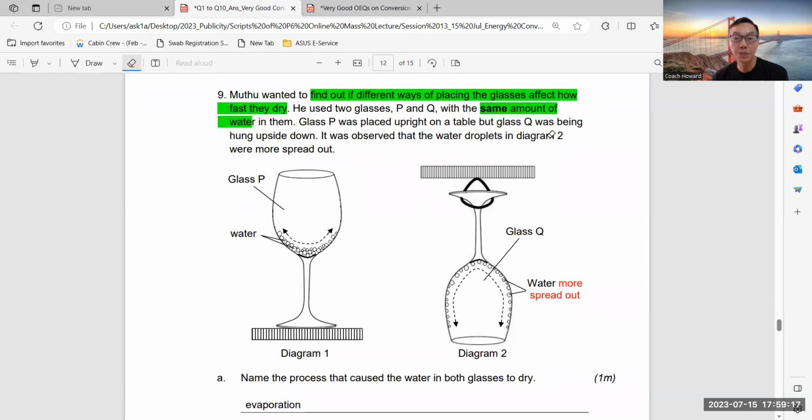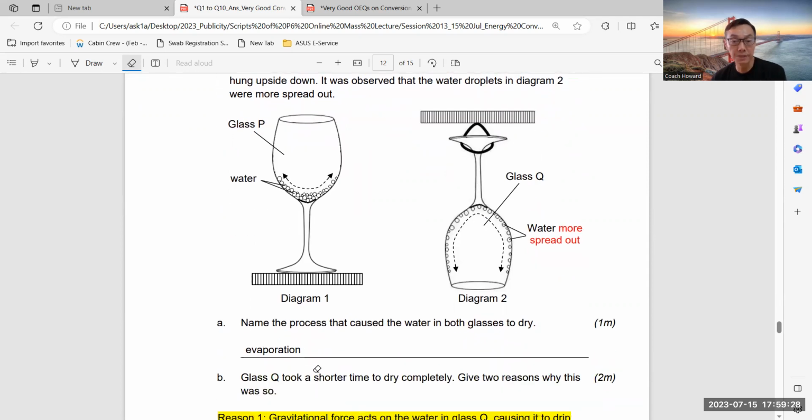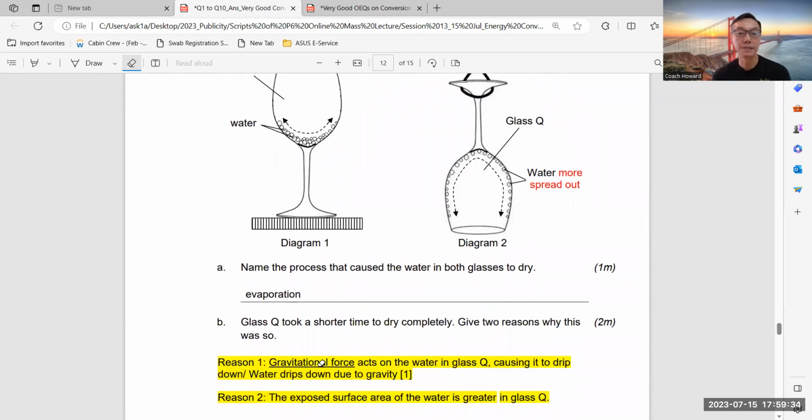It was observed that the water droplets in diagram 2 were spread out more. Diagram 2 is on the right-hand side. Name the process that caused this. Very easy, evaporation. Just one word will give you 1 mark. So you name the process or state the process. Glass Q took a shorter time to dry completely. Give 2 reasons. Those 2 reasons you must state carefully.